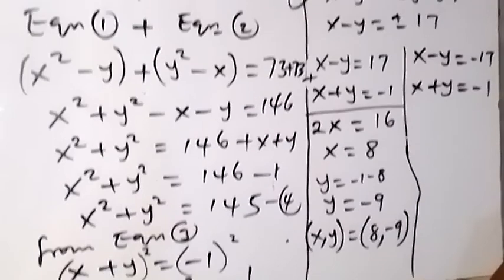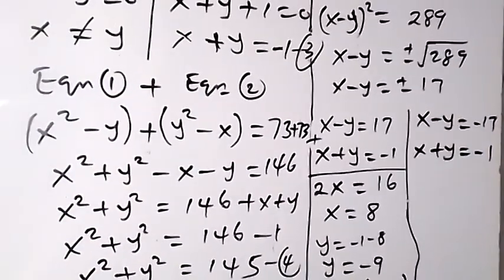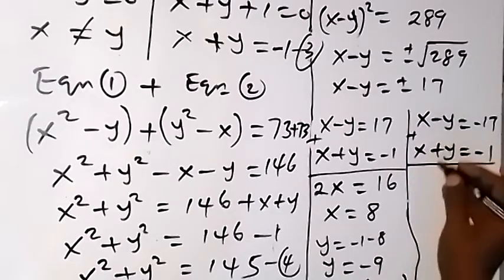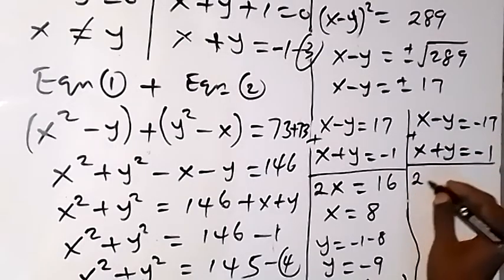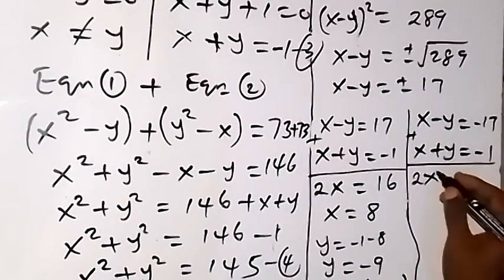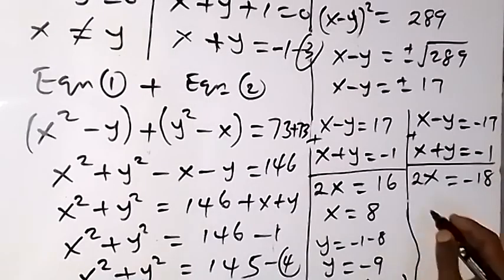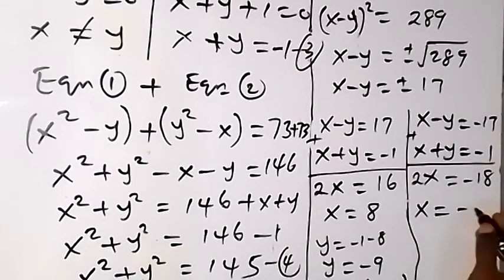Then we can get the other one here as well. We can also add these two equations together. That means we have x plus x, 2x. Y has been eliminated. And we have minus 17 minus 1, that's minus 18. Divide both sides by 2. x will be equal to minus 9.